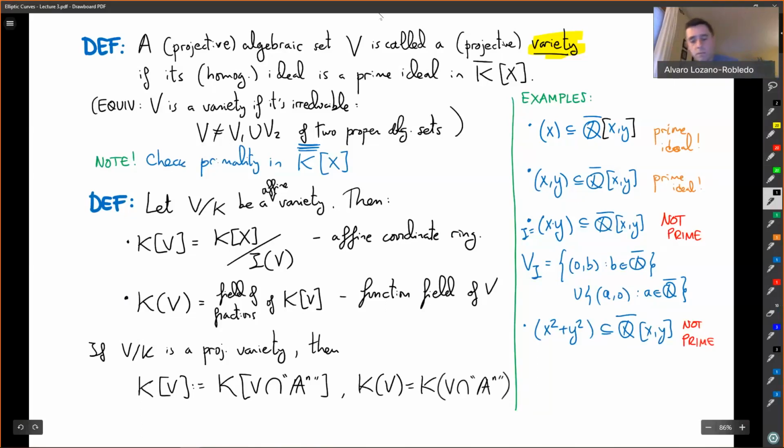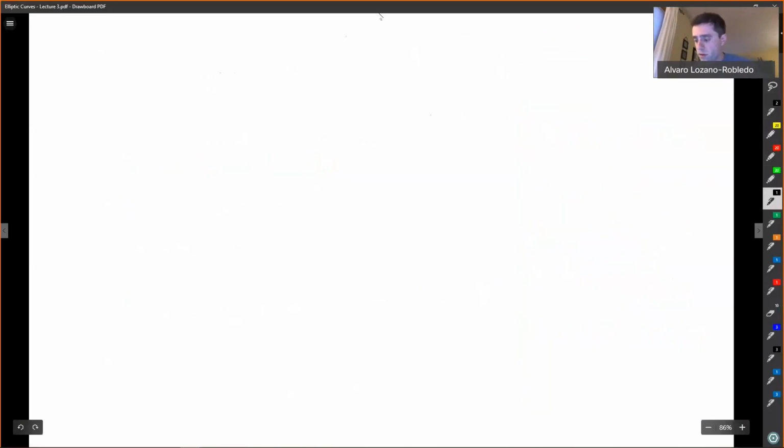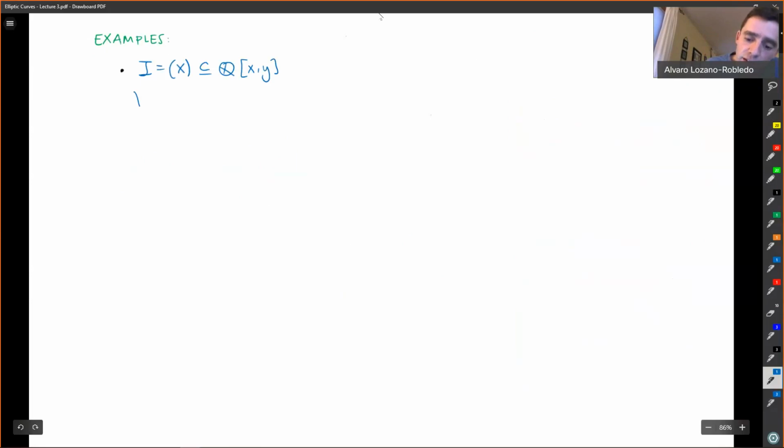Okay, so let me do some examples of this. Let's do them up here. Some examples of this are the following. Let's go back to the example that we had before. For example, we had these running examples. We had the ideal (x) in Q adjoin x, y, such that V is the y-axis.